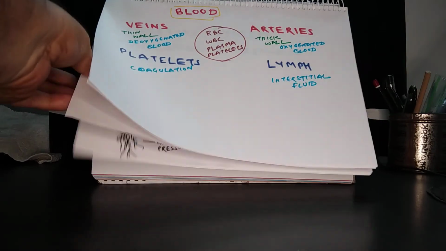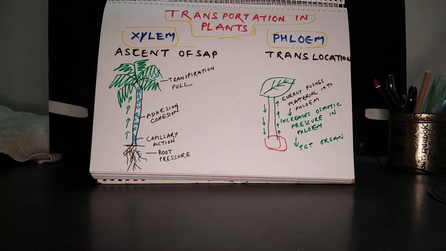Now I will talk about the transportation in plants. Plants have 2 tissues for transportation. One is called xylem and another is called phloem. The transport of water and minerals takes place through xylem, while transportation of food takes place through phloem. The transportation of water is also called ascent of sap, that is the rise of the fluid.